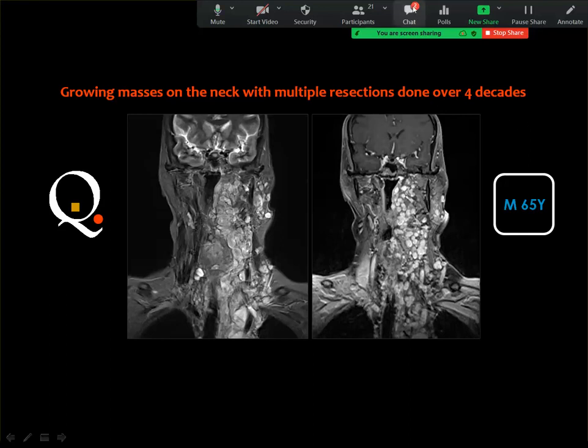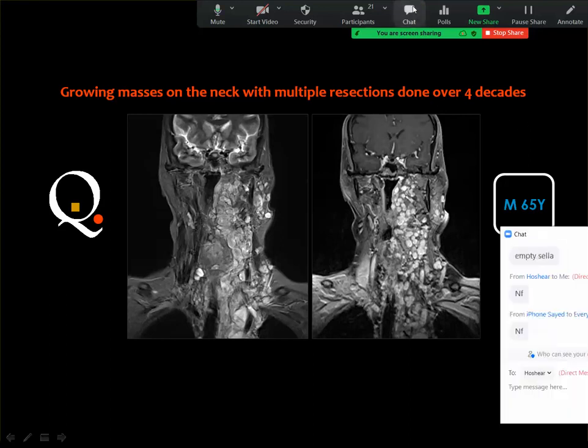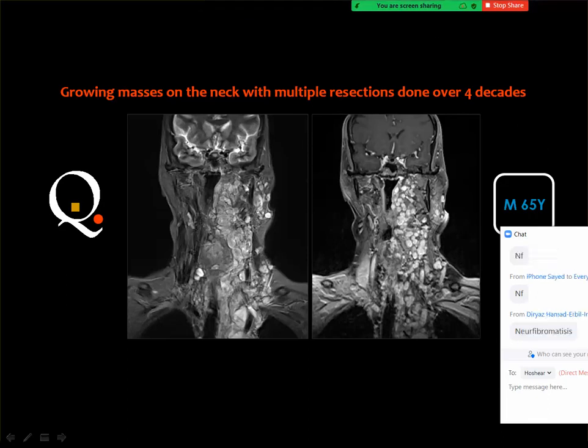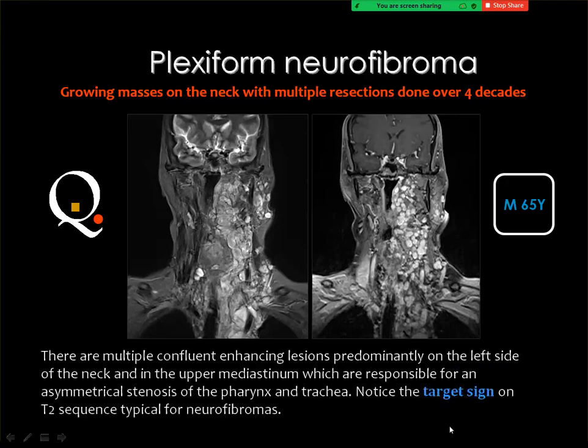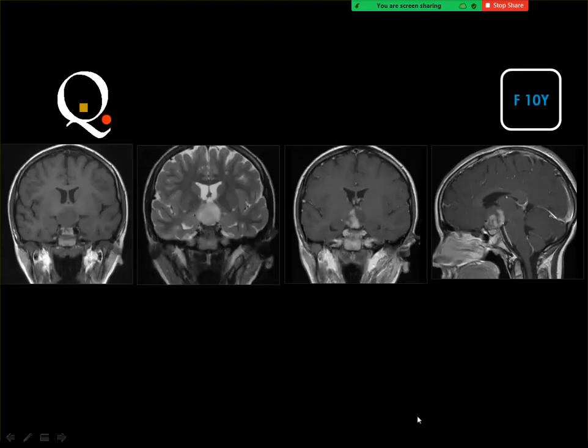This patient, 65 years old, with growing masses on the neck, multiple resections done over 4 decades. Neurofibromatosis, yes, the answer is good. These are extensive multiple neurofibromas with the classic target sign on the T2 weighted image and the homogeneous enhancement on the post-contrast images, and this is plexiform neurofibroma.